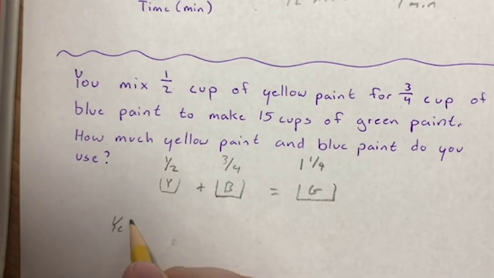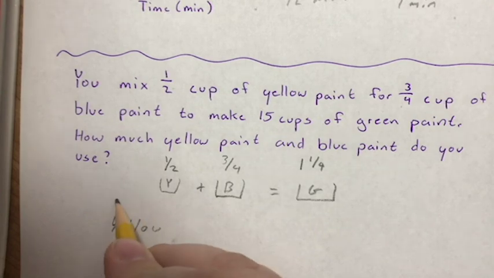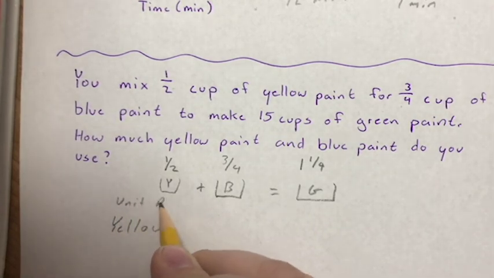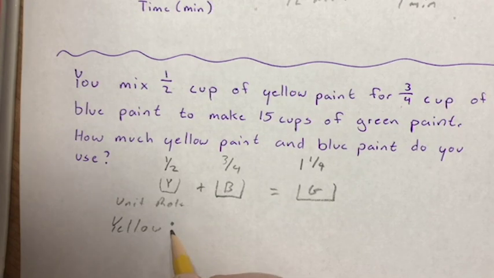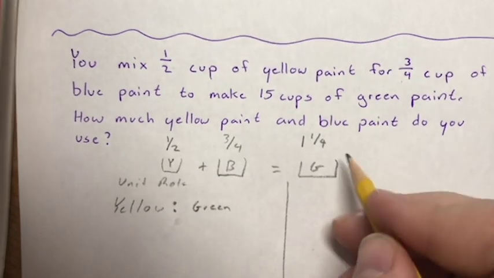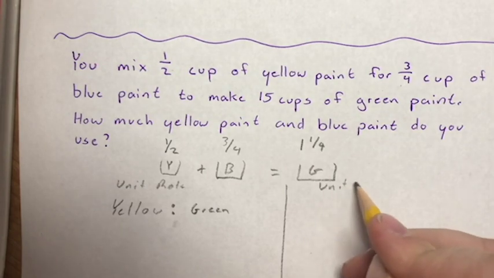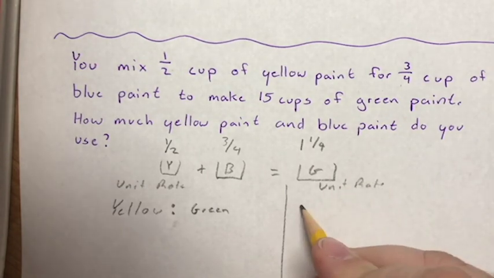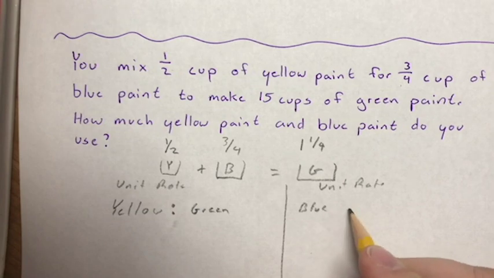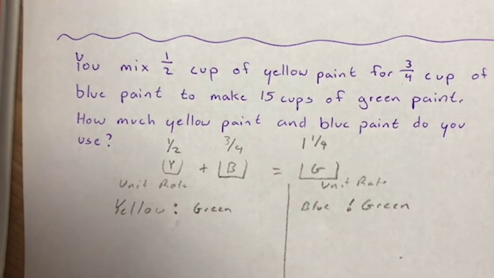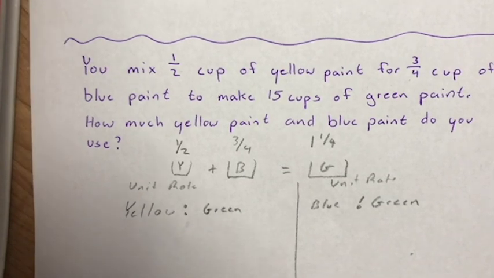I want to find the unit rate of yellow to green. And then I want to find the unit rate of blue to green. And what this is going to do is tell us how much yellow is inside 1 cup of green paint and how much blue is inside it.